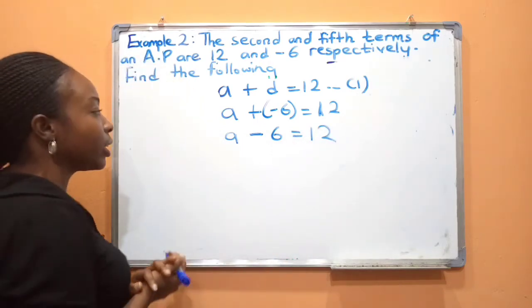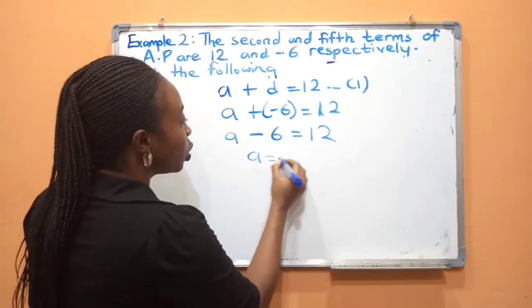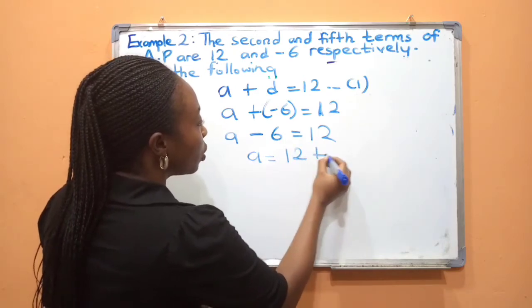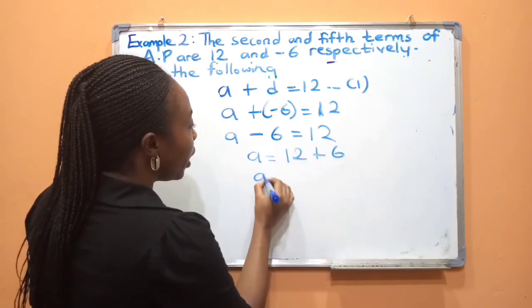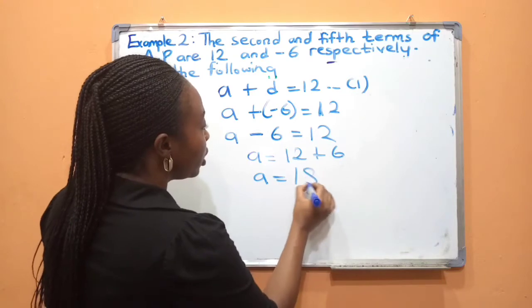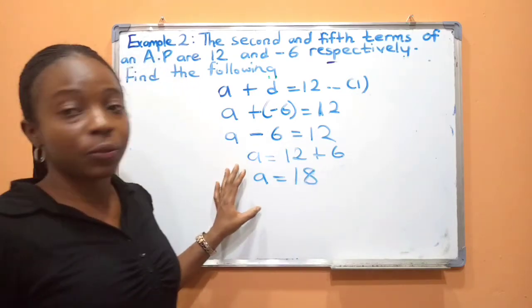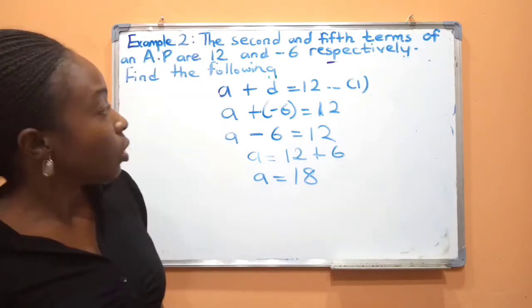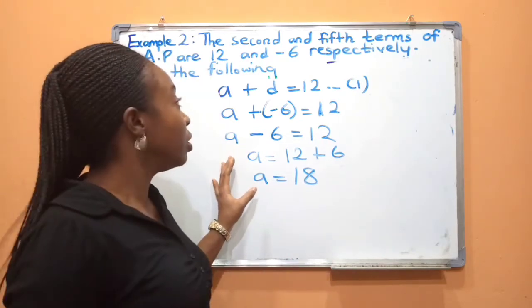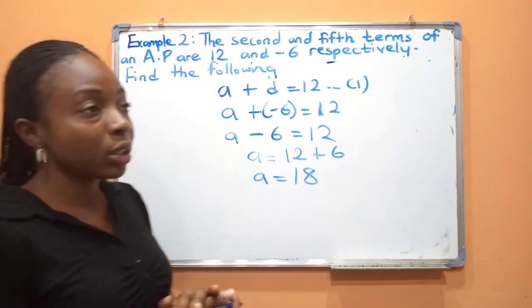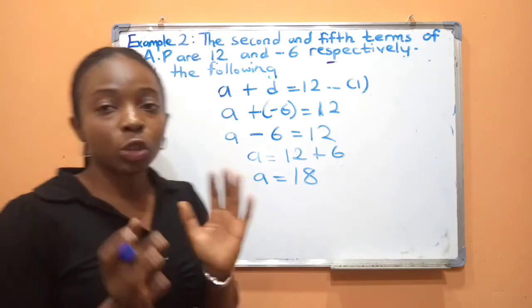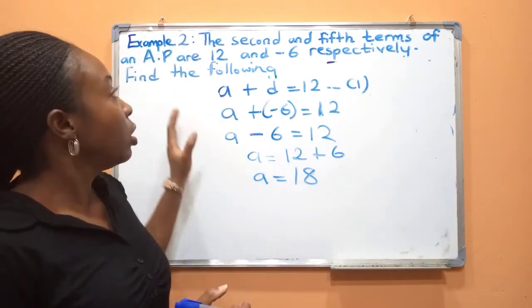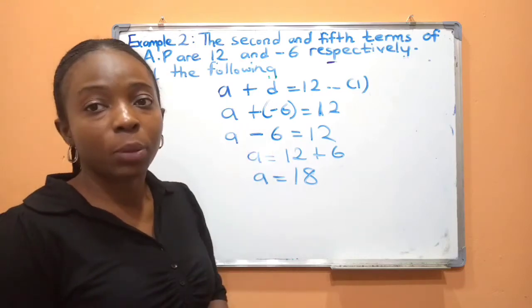Then collecting like terms, we're going to have A equals 12 plus 6. Then we have A equals 18. So we've succeeded in finding the first term and common difference. So how about the AP? The third question says find the AP. When we are told to find the AP, what they mean is just show the sequence of the AP, alright?